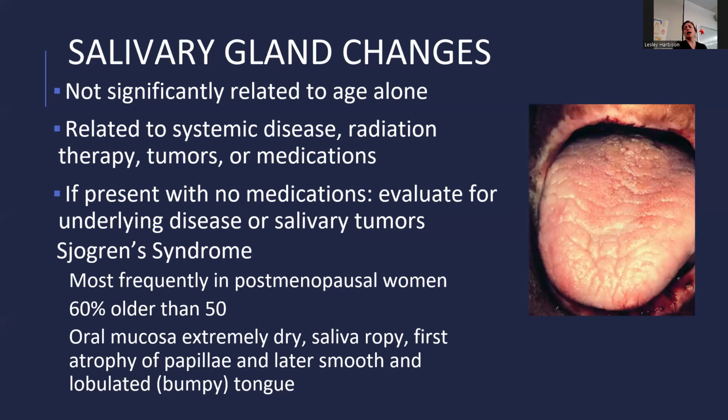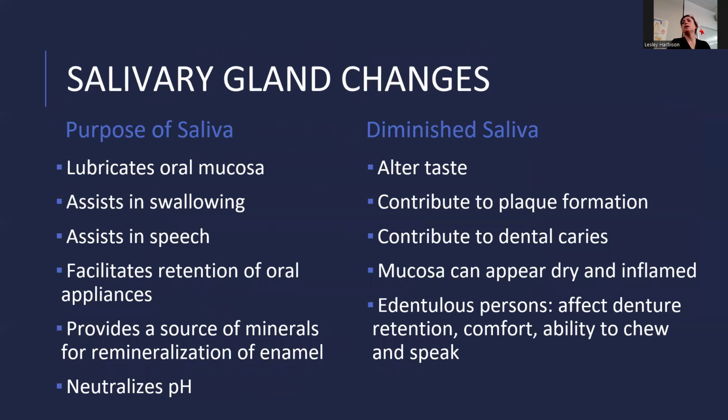First, you get that atrophy of the papilla, and later a smooth, lobulated tongue. So you get the kind of bumpy tongue, and the fissures and the cracks from dry mouth as well. So this is just a review on the importance and the purpose of saliva and what can happen if we don't have enough.